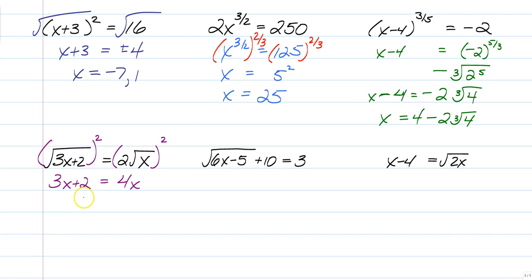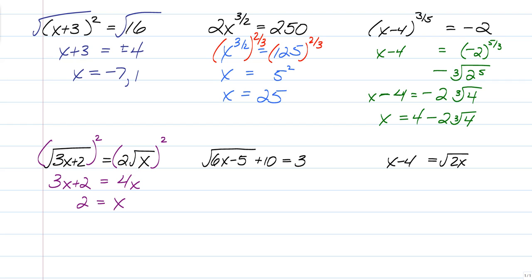Then you're just going to subtract 3x from both sides, and you get 2 is equal to x. Substitute that guy back in, and it'll work out just fine because you'll have the square root of 8, which is 2 root 2. And this is also 2 root 2 when you plug it in, so you're good to go.